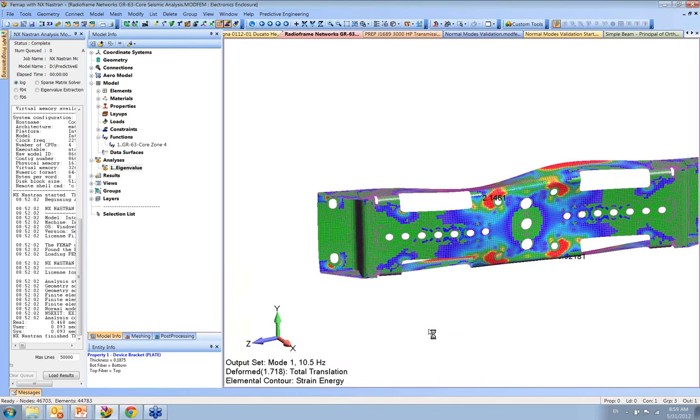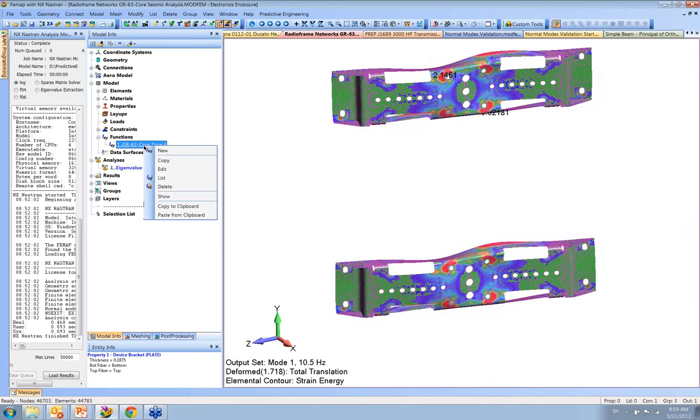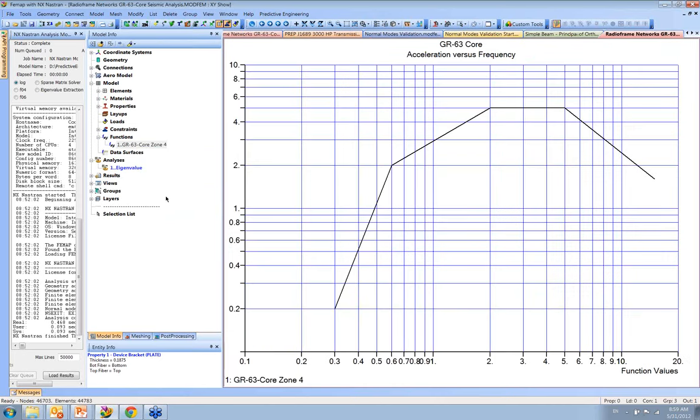The way I treat it is I'm just looking for relative changes, and I don't give any importance to the magnitude because there are no forces. So the magnitude, who knows, doesn't mean anything. It's like the deformed shape. And once you get the design you like, you run a response spectrum analysis, and this is your input: you're inputting acceleration versus frequency, and it's just using your normal modes.